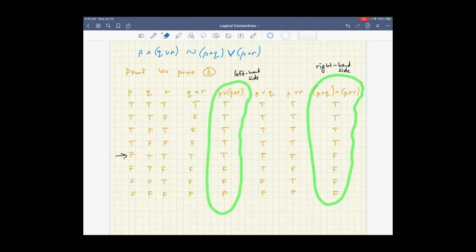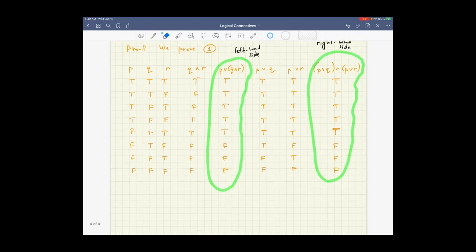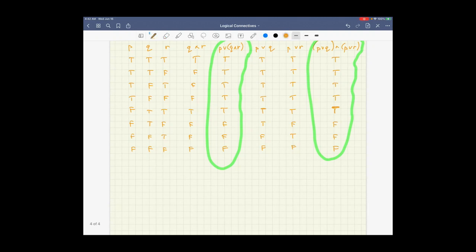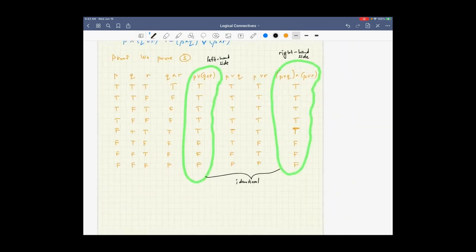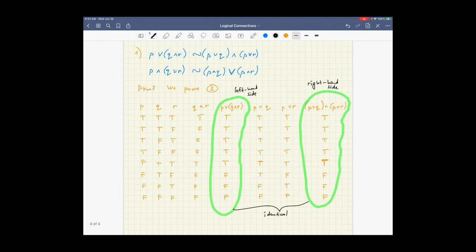That was a mistake on my part, so this should be true. Slip of the pen, so to speak. Now we see that the two columns are identically equal. So that establishes the validity of property 1. You can do the same work to prove statement 2. These are used very, very frequently.